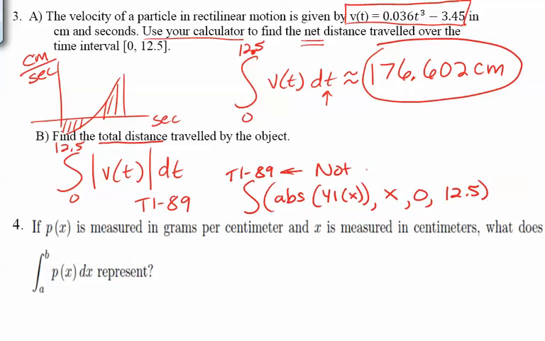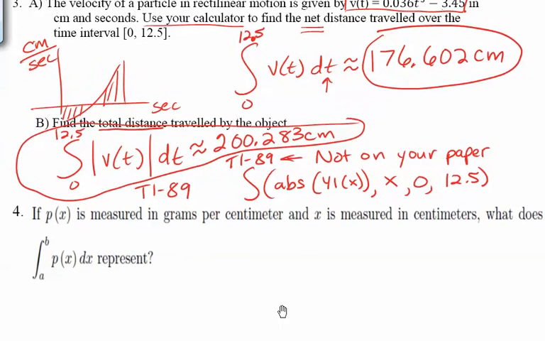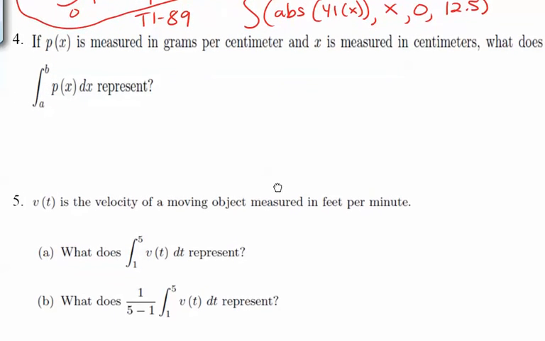Do not put calculator notation on your paper. On your homework, that's fine if you're making notes for yourself, but on your actual test paper, you're going to leave it in calculus notation, and I come up with 200.283 centimeters. So this is all you would have to write on your paper for this problem. When it's in a calculator section, show what you're going to calculate, and then you can go right to your answer. Make sure you always label your answer with correct units.